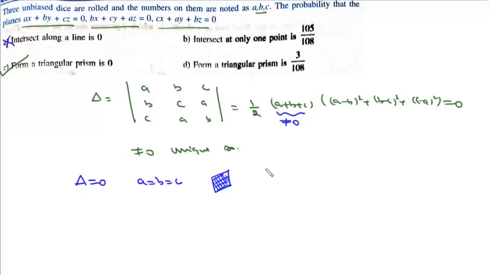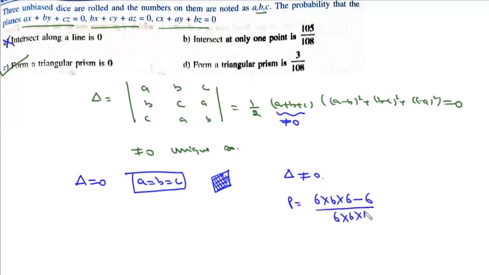And for all the other cases except for A equals B equals C, we'll get this condition that this delta is unequal to 0. Now this probability, it will be 6 into 6 into 6 minus those 6 cases when all A, B, C, they're equal, divided by 6 into 6 into 6. Now this is 210 divided by 216.